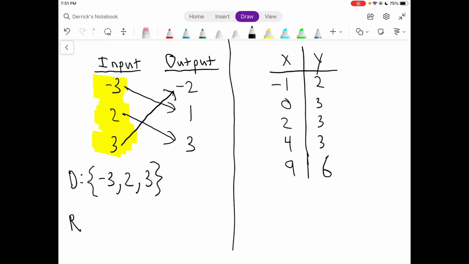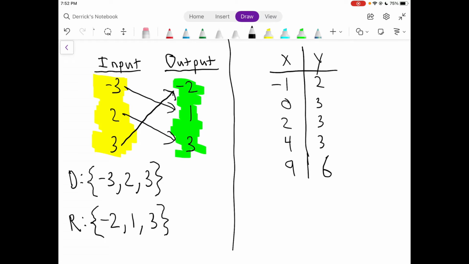Same idea with the range. We know range represents our outputs. Our outputs are clearly labeled as well. It's the numbers in the output column. So we would again be creating a list, so we'll use the set builder notation brackets. And it'd be -2, 1, and 3. That's it. That would be the domain and range for that example.